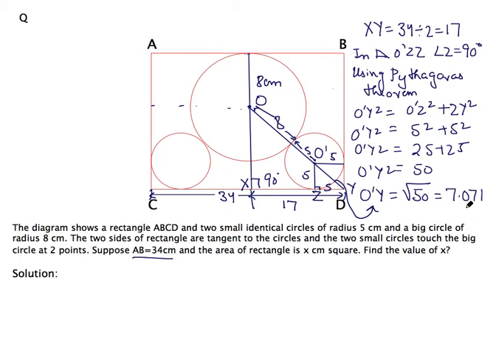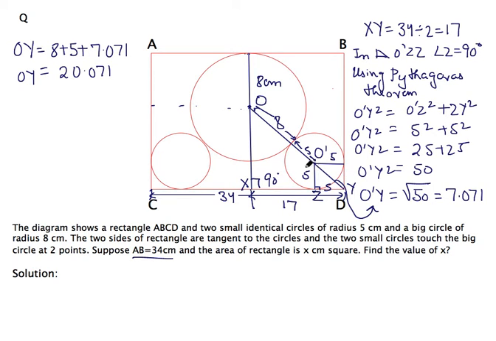O dash Y is now 7.071. Now since we know this one, the difficult part, we can easily find out how much is OY, the hypotenuse of this triangle OXY. So OY is equal to 8 plus 5 plus 7.071, right? That will give you 20.071. So now you got OY, which is 20.071.